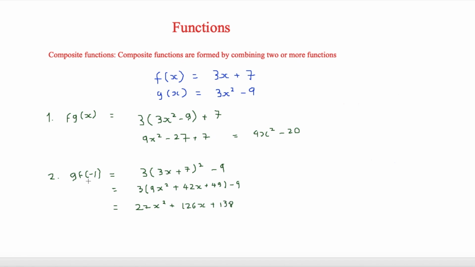Now what we need to do is, because this is in x, if it was f to the x then we would have a final answer, but it's f to the minus 1. So now we're just going to sub in minus 1, and that would go to 27 times minus 1 squared would go 27, then you do minus 126, and then plus 138. And that is equal to 39. And that is our final answer.